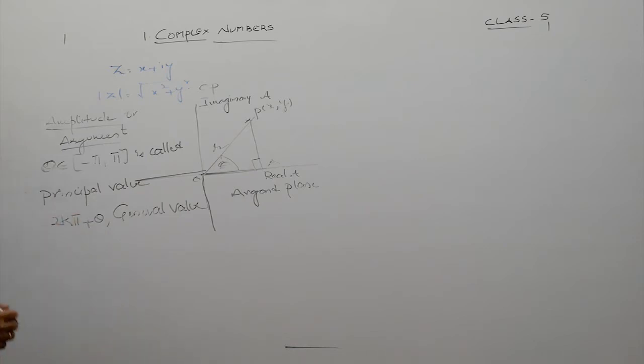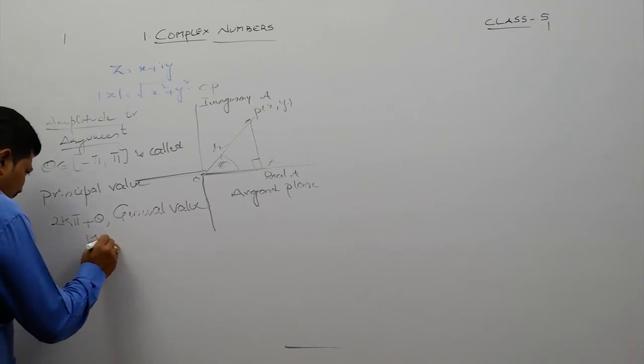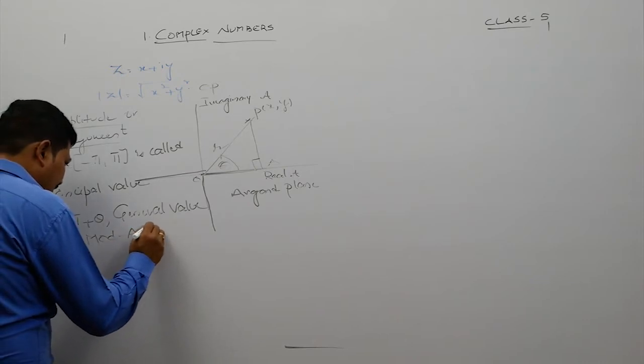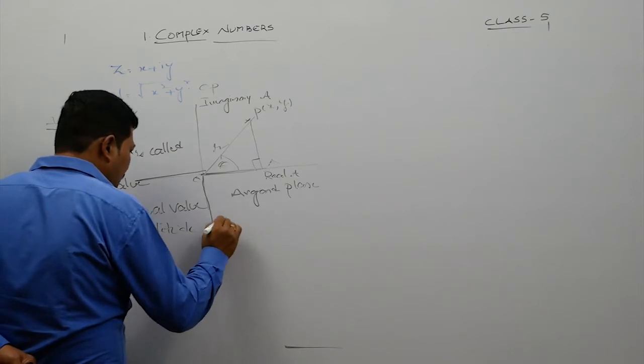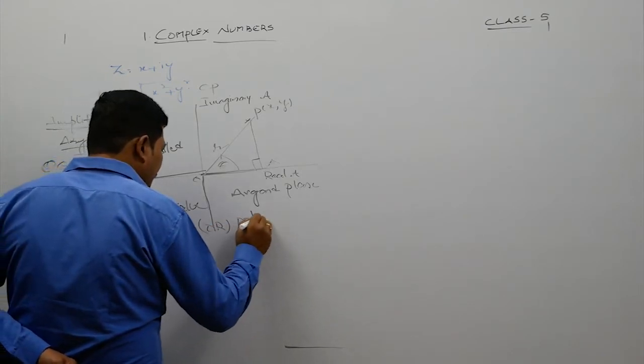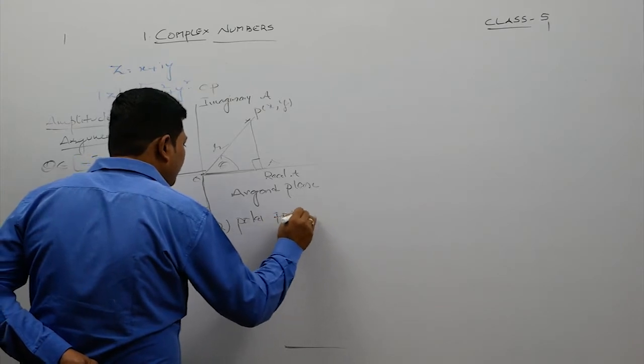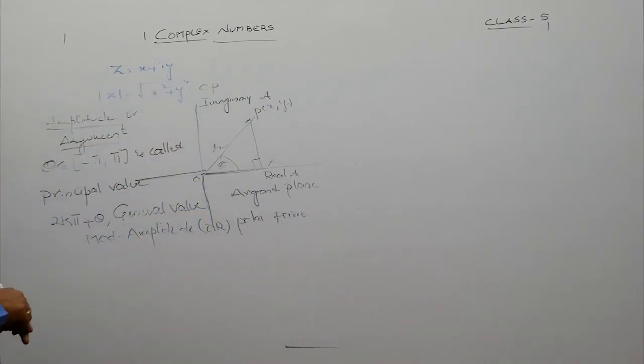Okay, it's all enough. Then, what is the use of this amplitude or argument? That may be in our mind. Here we call one important form, mod amplitude form or polar form. So what is the meaning of that mod amplitude form or polar form, and how to convert the given complex number into that polar form or equivalently mod amplitude form?